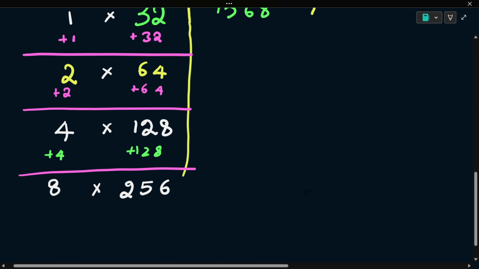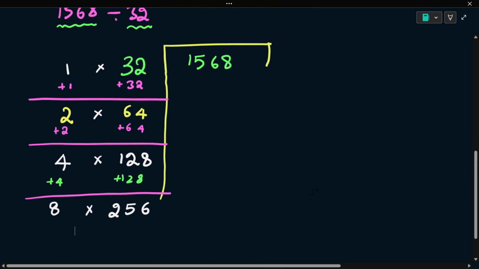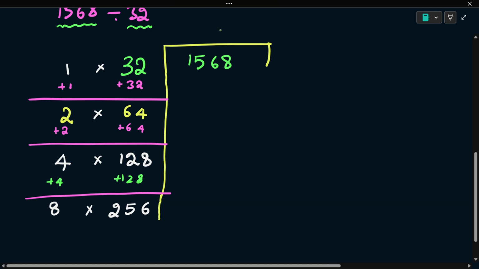So let's stop till here. This is done. The first important process is done here. Okay, so let's go to the next step. What is the next step? You need to solve this.